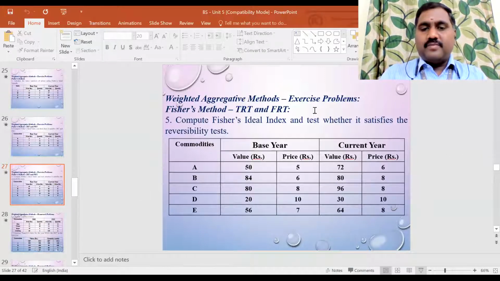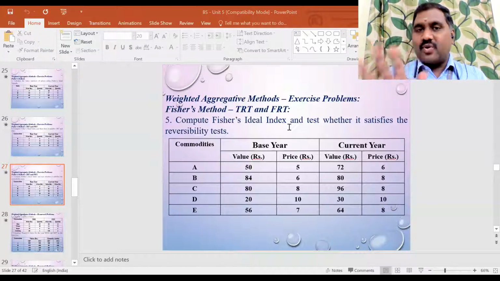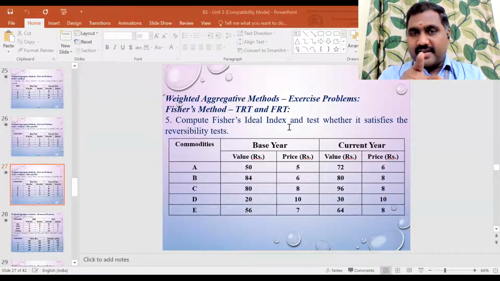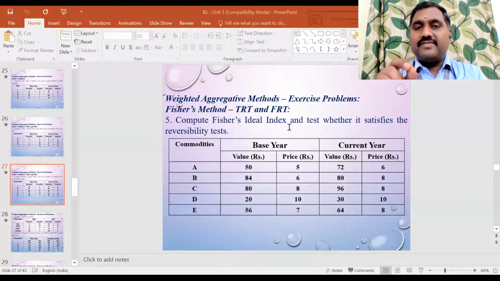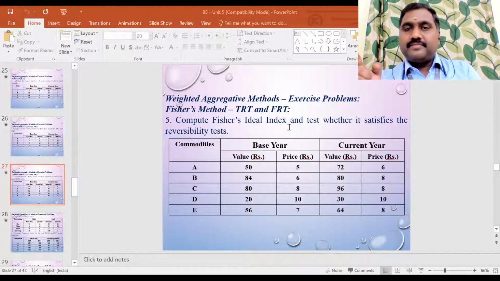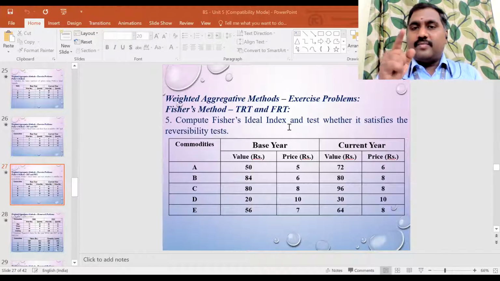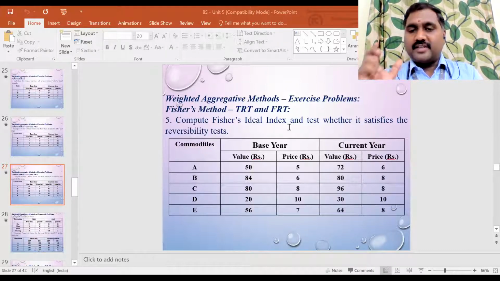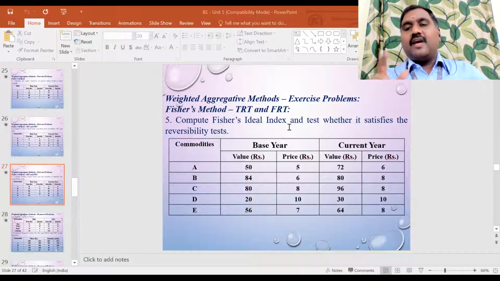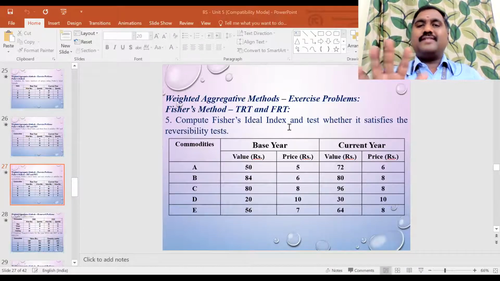This problem is different from the usual problem. In the usual problem, you get price and quantity directly. Here in this problem, they didn't give the quantity. They gave the value. I told you at the start of the class itself how to calculate it: value equals price into quantity. So how to calculate the quantity? If you bring price to the left-hand side, it becomes value by price. So quantity equals value by price. 50 by 5 is 10; that is the quantity for the base year. 84 by 6 will give another value. Like that, you have to calculate the quantity first. After calculating the quantity and price, the procedure is the same.